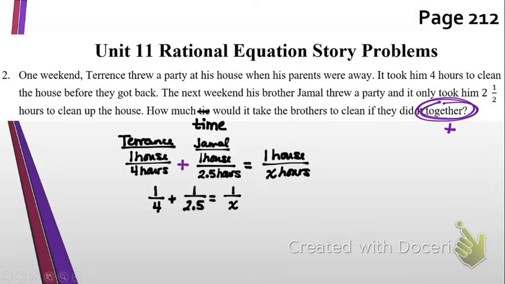Let's go find our LCD. This is what we're going to multiply each fraction by. What number do you know I need in my LCD? I need x. That's this denominator right here. What else do I need as part of my LCD? 4 and 2.5.